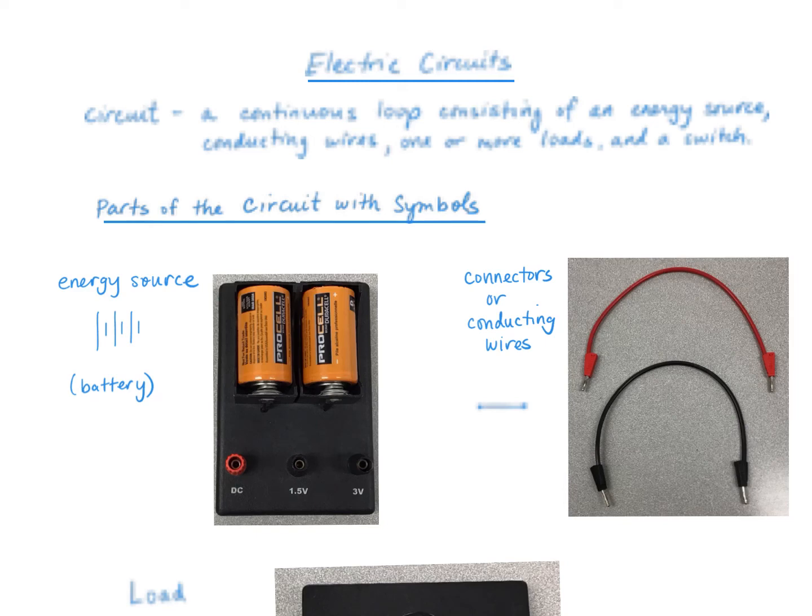Okay, quick introduction here to electric circuits. If you're not familiar, a circuit is a continuous loop. That's really important, a continuous loop. So it can't be broken anywhere, all right? Consisting of an energy source, conducting wires. They're going to connect the energy source to one or more loads, and then a switch.